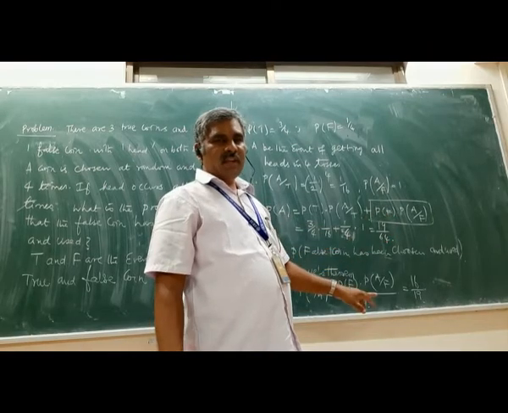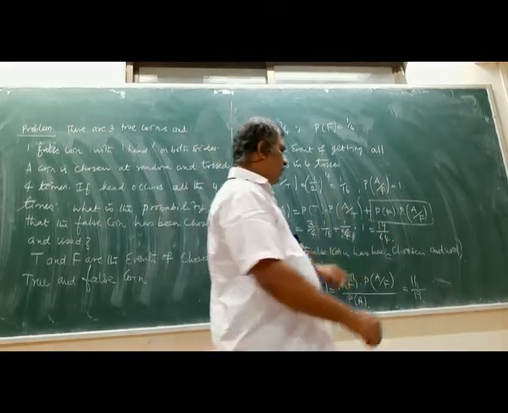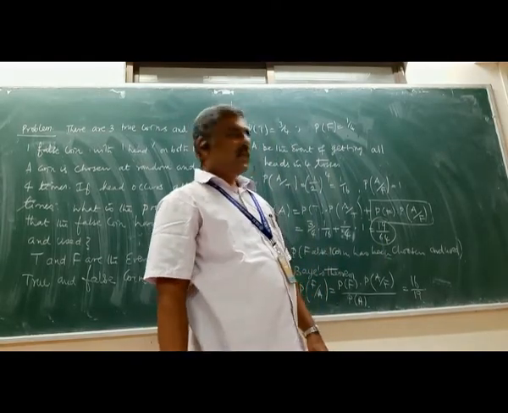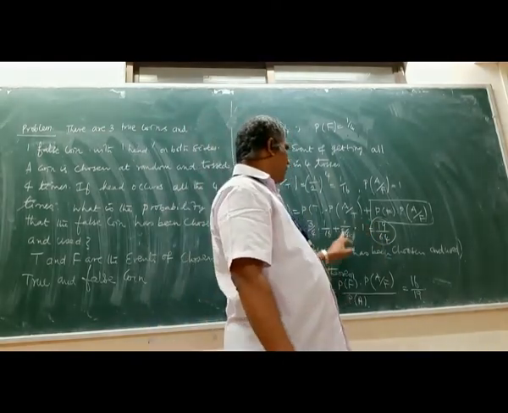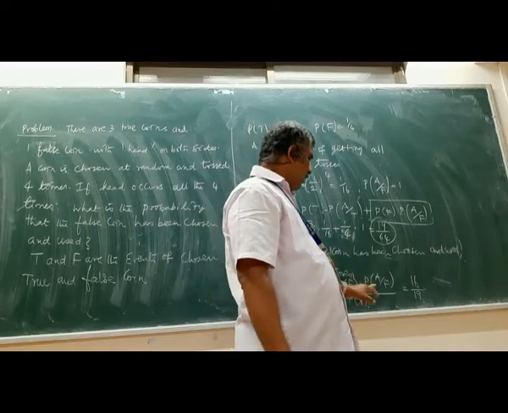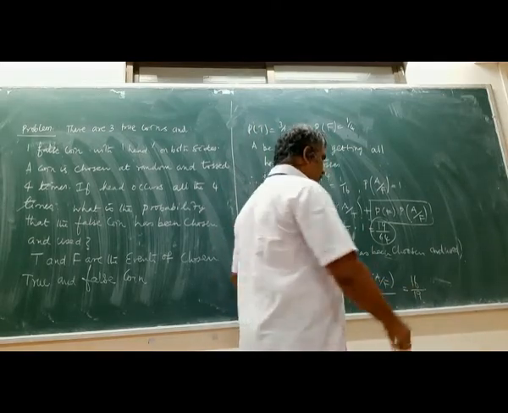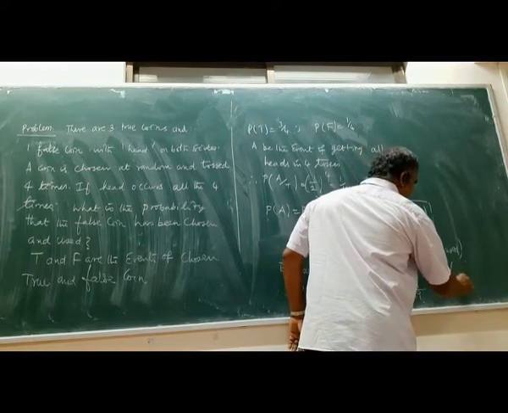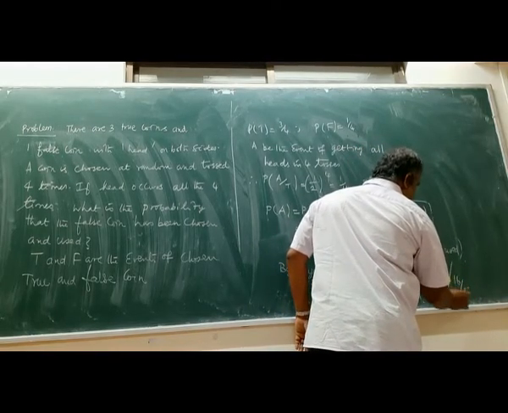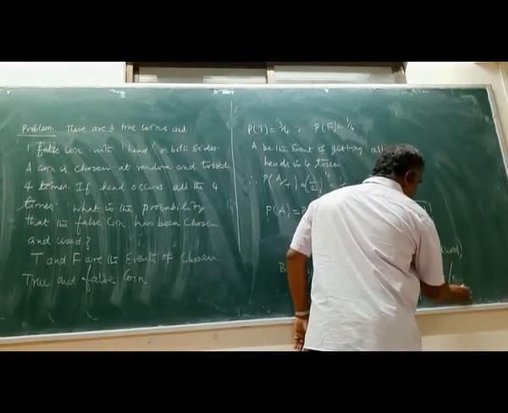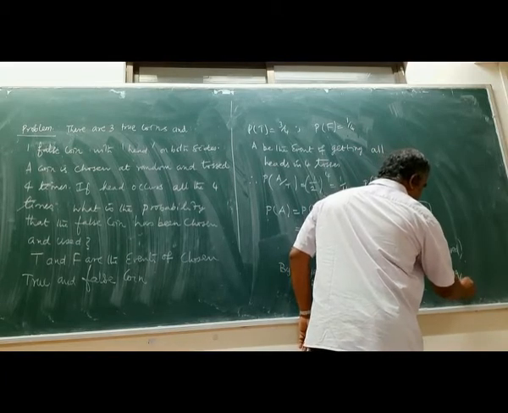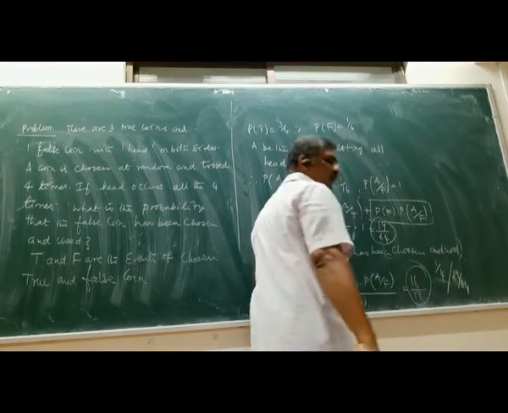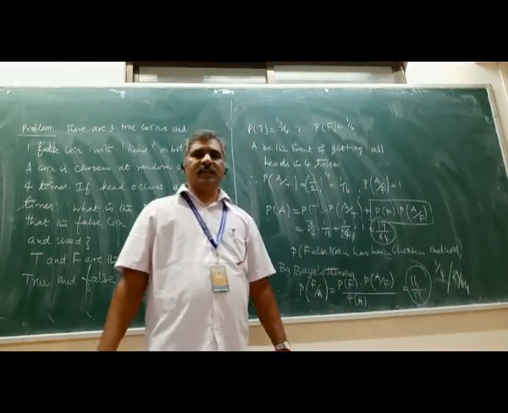What is the denominator? The denominator is whatever result you get at the end of the theorem of total probability. So what is this value? 1 by 4 divided by 19 by 64. So 1 by 4 times 64 by 19. When you cancel that, you will get 16 by 19 as the answer.